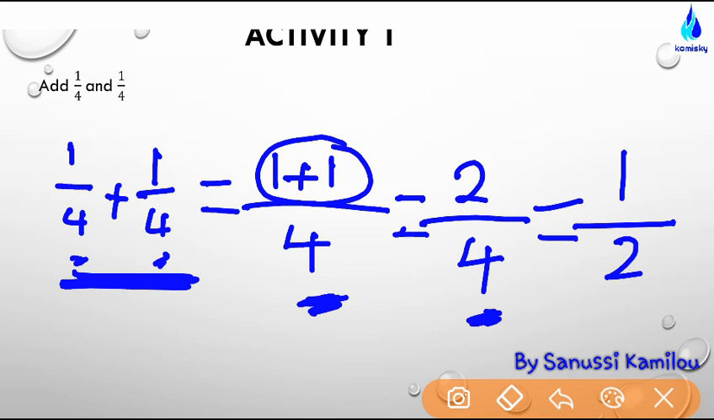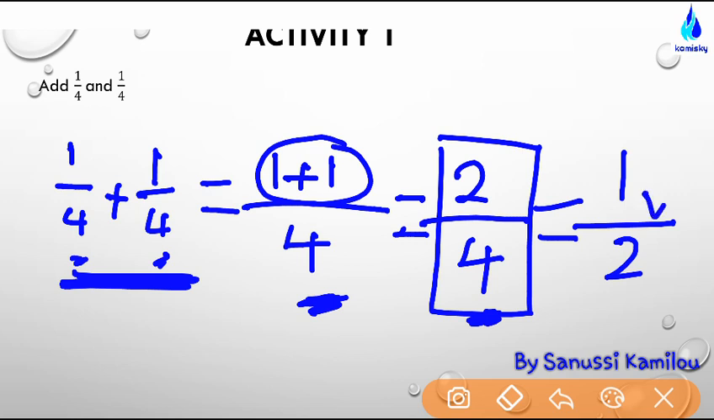So looking at this answer, it is not the simplest form. We can get the simplest form by dividing the top by 2 and the bottom by 2. And now I'm having what? 1 out of 2. That will be our final answer.